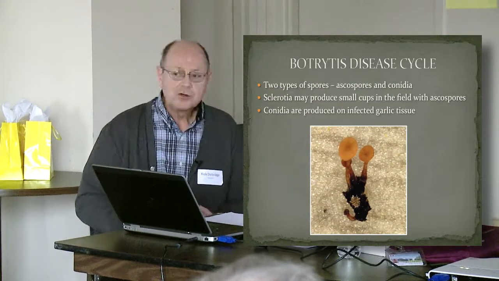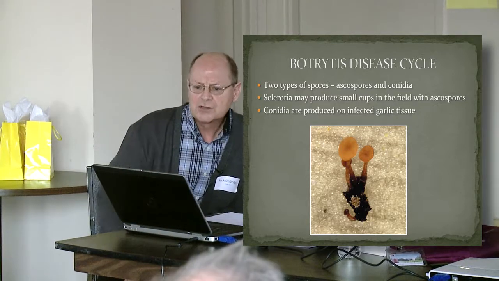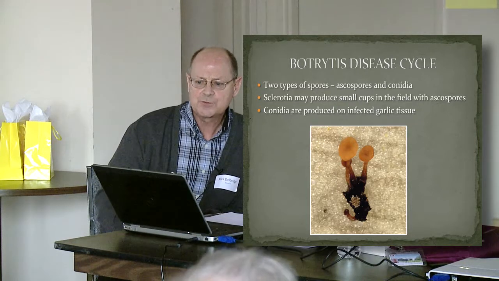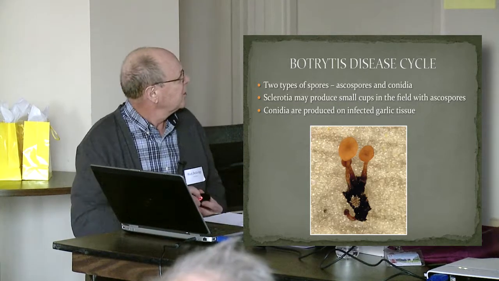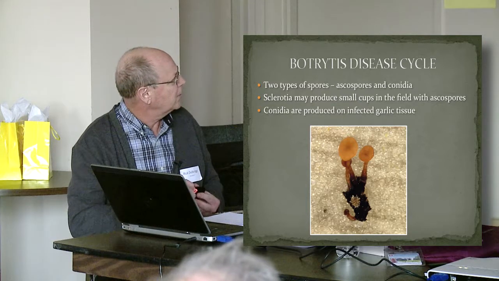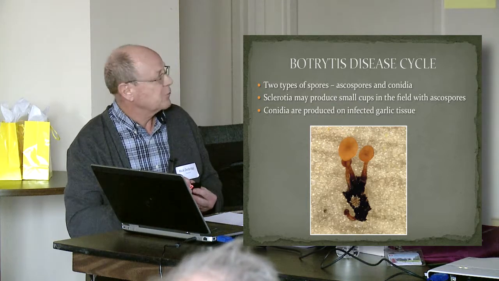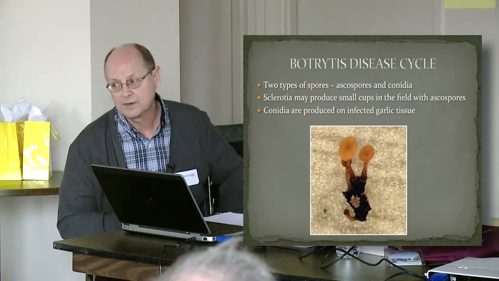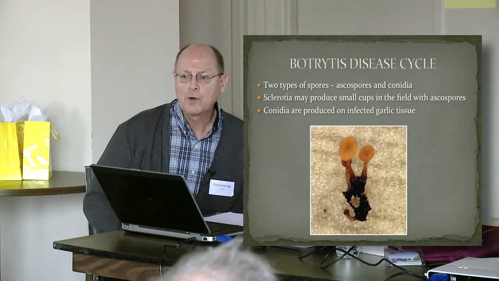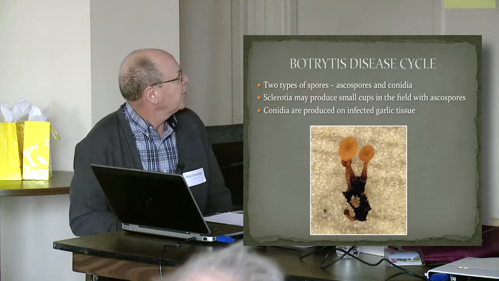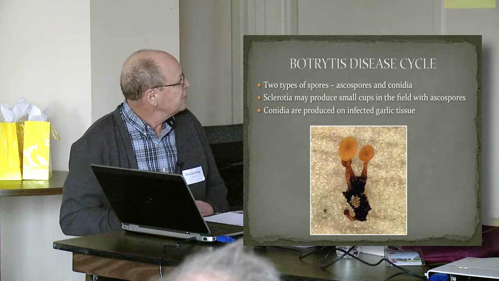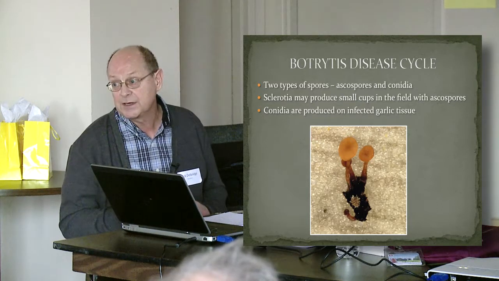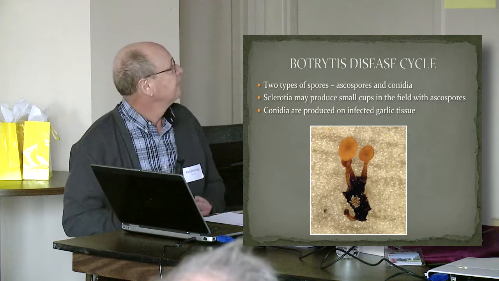The disease cycle: Botrytis porri produces two types of spores. It's probably not important for you to know this, ascospores and conidia. The ascospores are produced from the sclerotia. They grow a little cup called an apothecia, and those spores are forcibly discharged and will infect the garlic that way if the temperature and wet requirements are there. It also produces conidia. You can see here the gray mold produces small spores called conidia, and they can be airborne too.